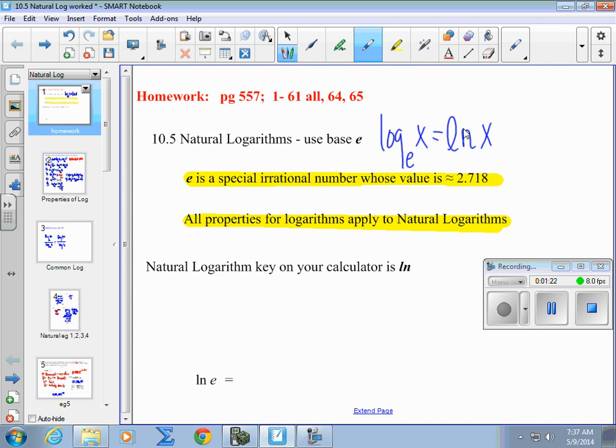So let's talk about what ln of e is. That's equal to log base e of e. So what is that equal to? 1. Okay? So ln of e is equal to 1.